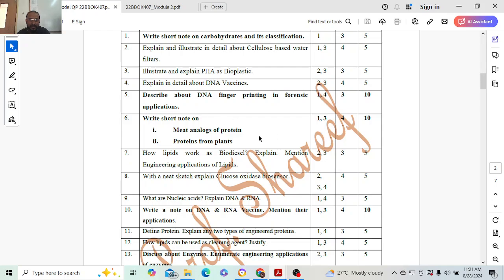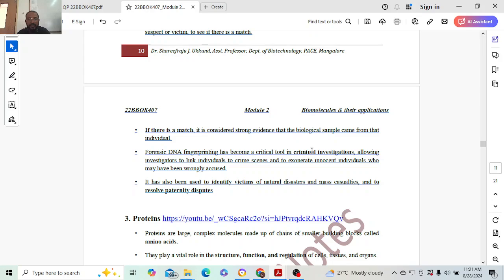Next, write a short note on meat and logs for proteins, which will have 5 marks. Protein from plants will have 5 marks. Next, we have how lipids work as biodiesel. That is one of the questions. For this, 1 mark will be there. Next, mention engineering applications of lipids. You need to mention the engineering applications of lipids.